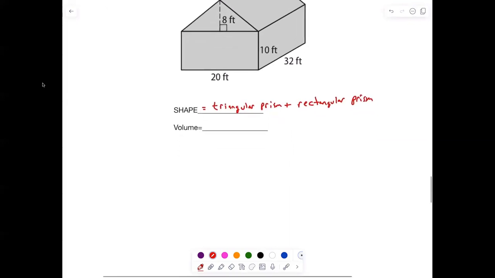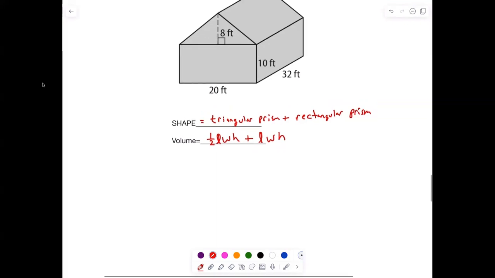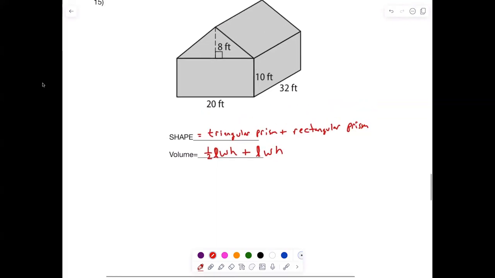Now, let's look at the triangular prism. So volume equals 1/2 length times width times height plus length times width times height. Is everybody with me on this? Now, are length and width and height necessarily the same? No. So I would like everyone to start out with the triangular prism. Sometimes it was easier for me if I highlighted what I was looking at. I'm looking at this right here.